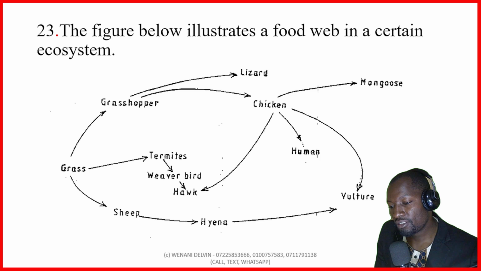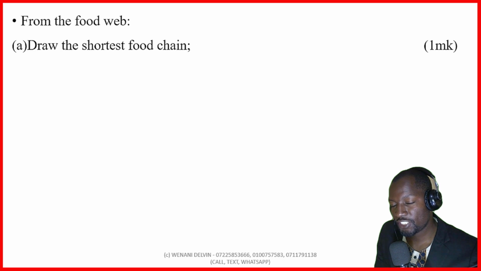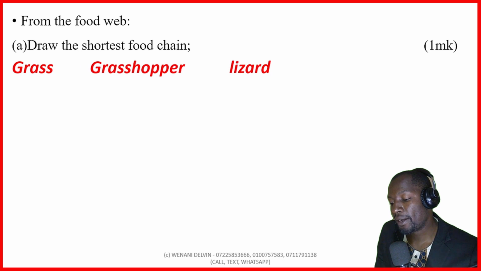The diagram below illustrates a food web in a certain ecosystem. You can look at that. From the food web, number 1, draw the shortest food chain. And this is grass eaten by grasshopper, which is eaten by lizard.